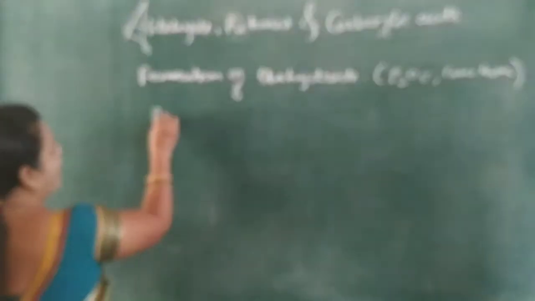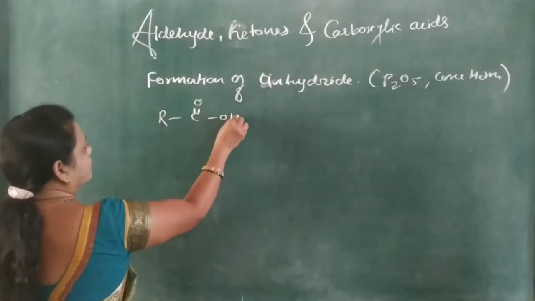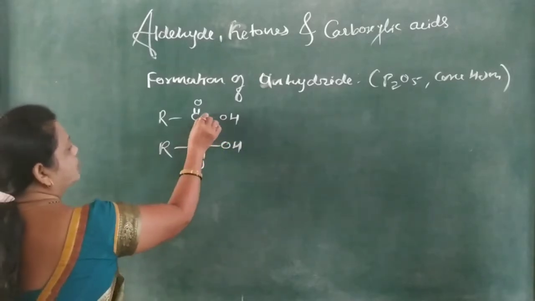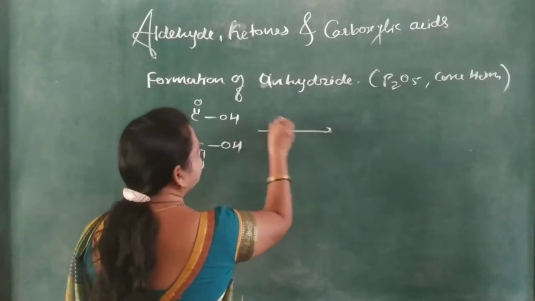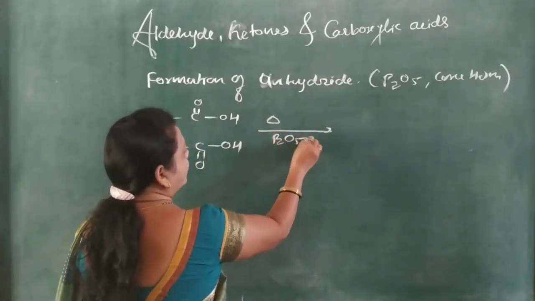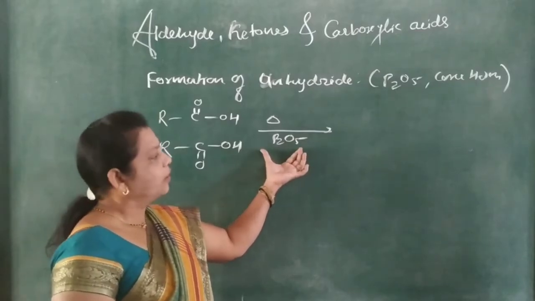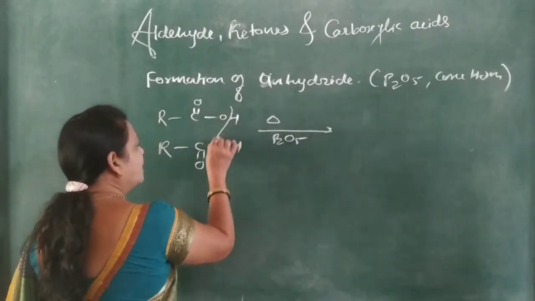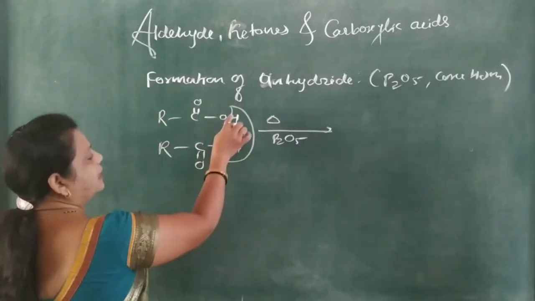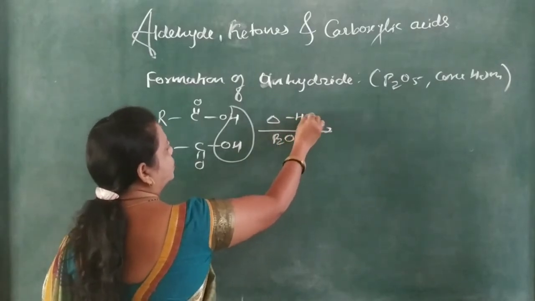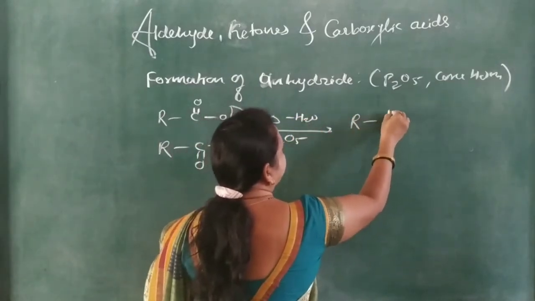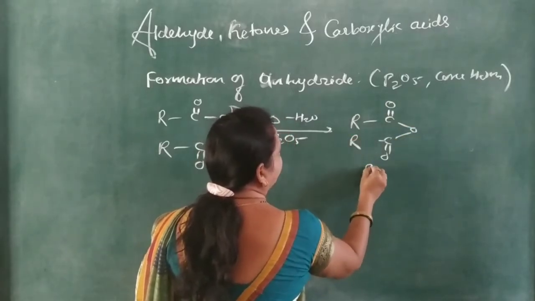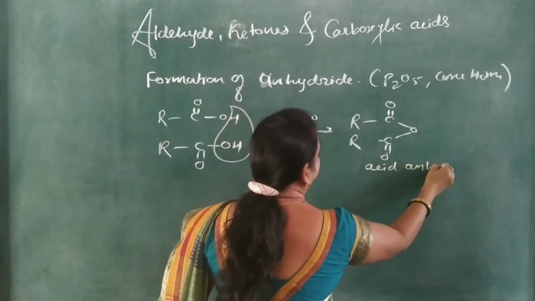Here RCOOH and RCOOH, these two are the carboxylic acids. They are heated with P2O5, phosphorus pentoxide, or concentrated sulfuric acid. These are the dehydrating agents. H combines with OH, minus H2O, and the remaining RCO and COR form the corresponding acid anhydride.